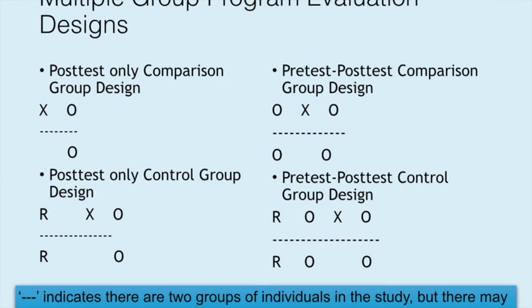And similarly, the pre-test, post-test comparison group has two groups that we measure at two time points, before and after an intervention. And then the randomized groups would be a control group design.